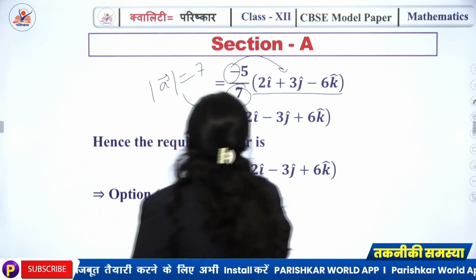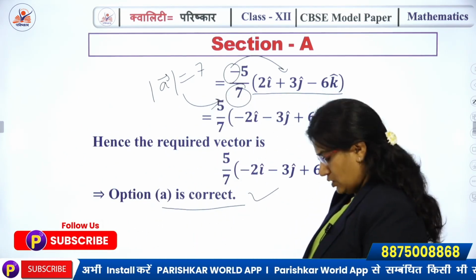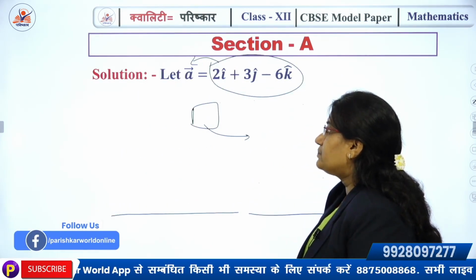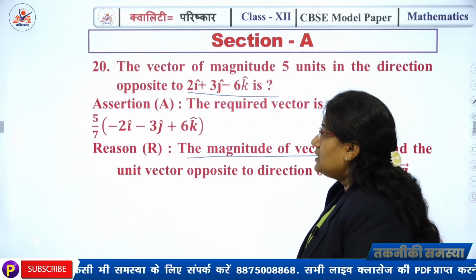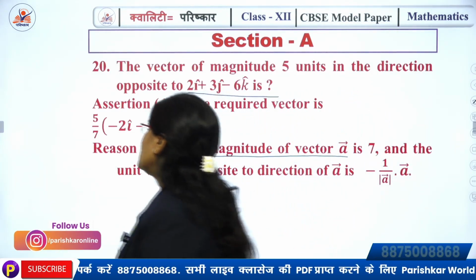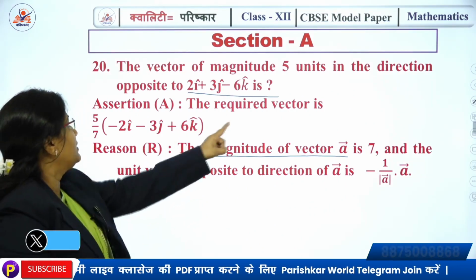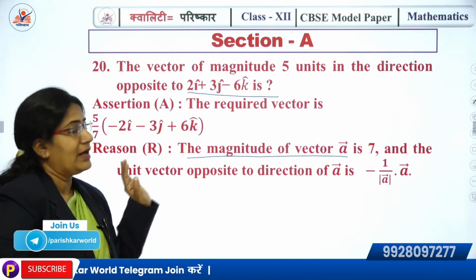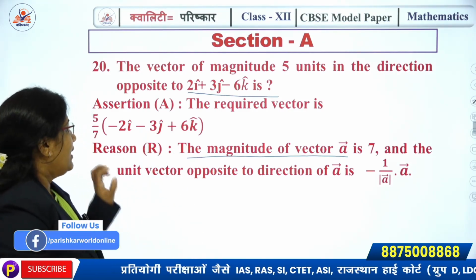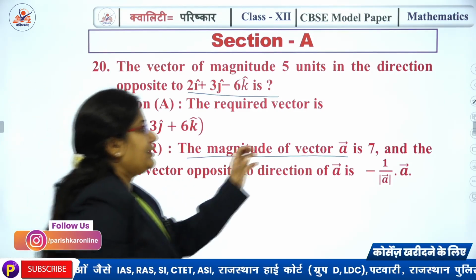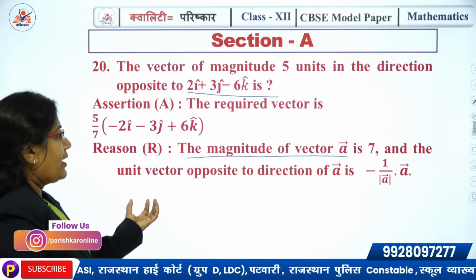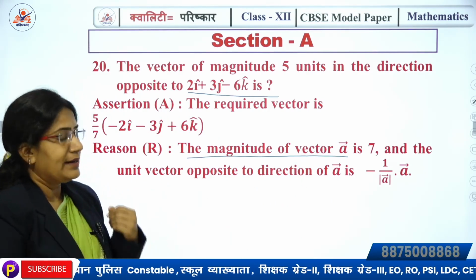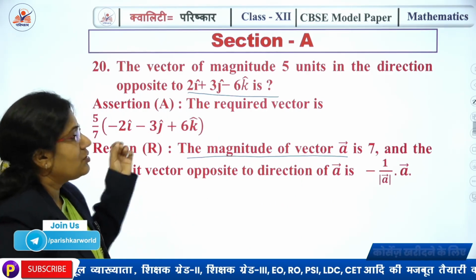That means option A is correct. Which is option A? You have already seen, students, that option A is: assertion and reason both are correct, and reason is the correct explanation of the assertion. We see that the required vector is 5 upon 7 times minus 2i cap minus 3j cap plus 6k cap. We have calculated this. This vector is correct, and the reason given, that the magnitude of vector A is 7 and the unit vector opposite to the direction of A vector is minus A vector upon magnitude of A vector. That means this reason is also correct.